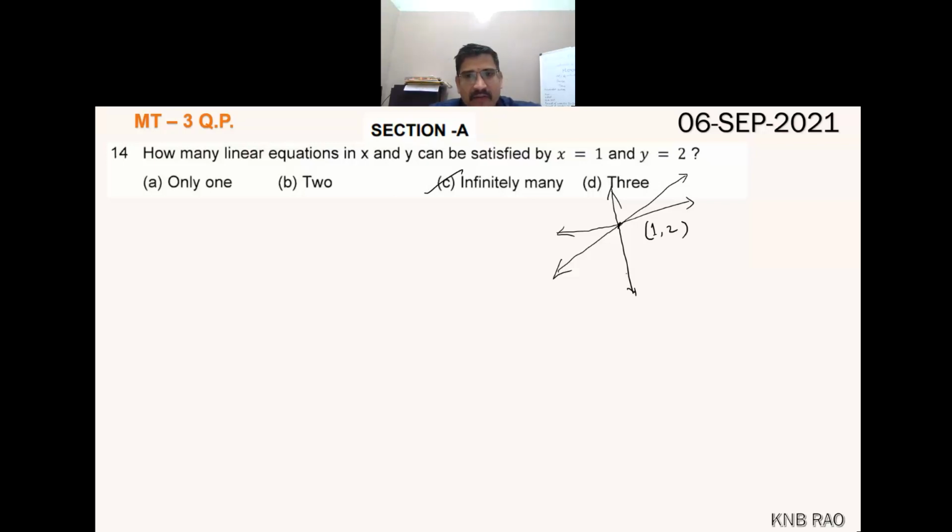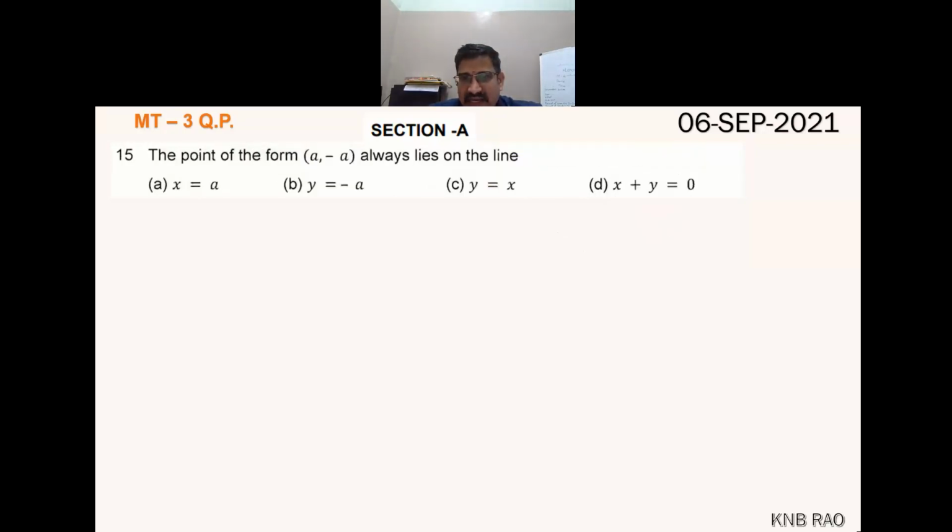Question number 15. The point of the form (a, -a), you know, two different signs. Obviously here, it cannot be x equals a, it cannot be y equals -a, and y equals x is not possible, and a added to -a gives you 0. This is the only right option.